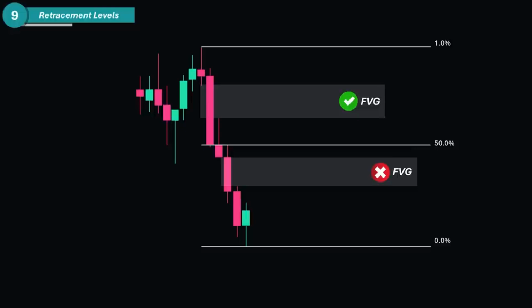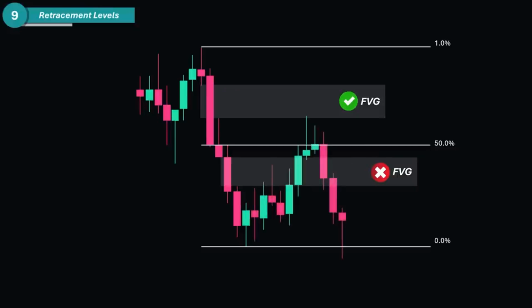Just like buying at a discount, selling at a premium means we are entering at a better price with less risk and more reward potential. With all being said, when a single bearish impulsive move creates multiple FVGs, we should prioritize those above the 50% Fibonacci retracement level to increase the success rate.